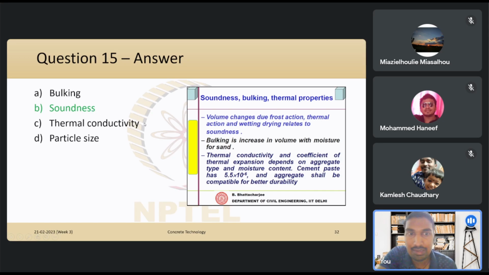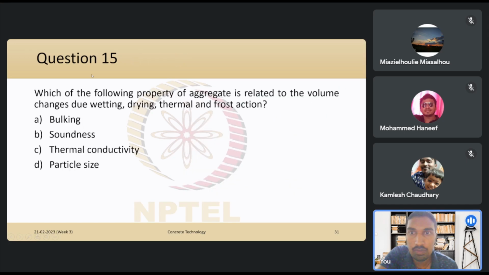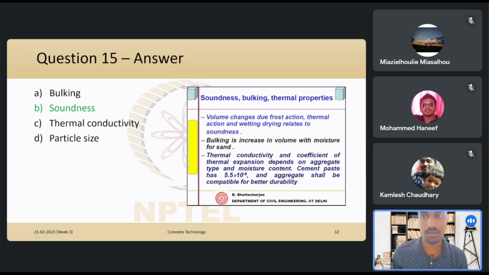Thermal conductivity is because of the heat, expansion because of thermal activity, right? Therefore the right option is soundness, because it's about volume change because of wetting, drying, thermal and frost action. Because of these different environmental action effects, the resulting change in volume is called soundness. Okay, any questions?